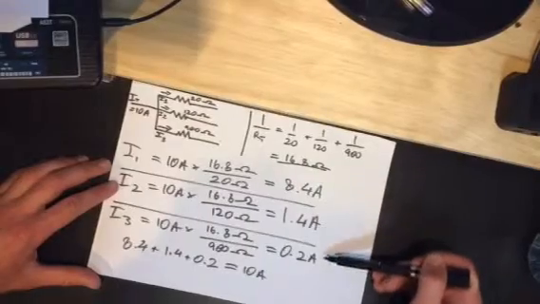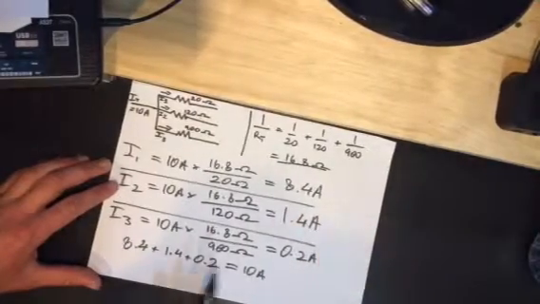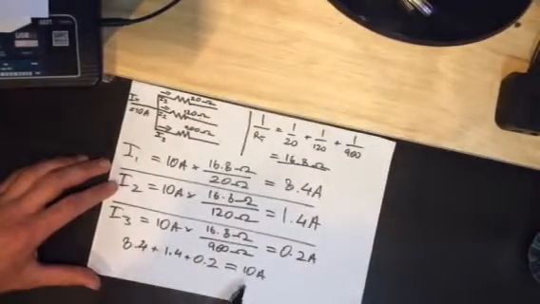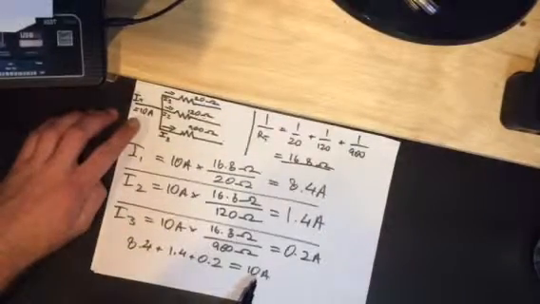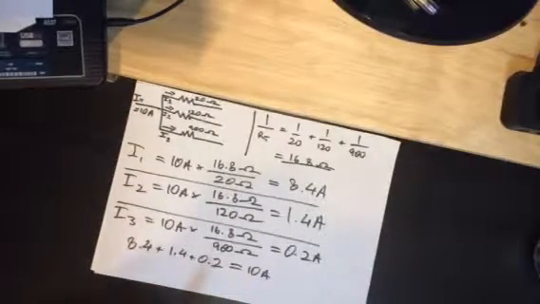So to check your answers, we can sum them up, which equals 10 amps here, we can see, which is the same as the incoming current source. So that is a quick overview of the current divider rule.